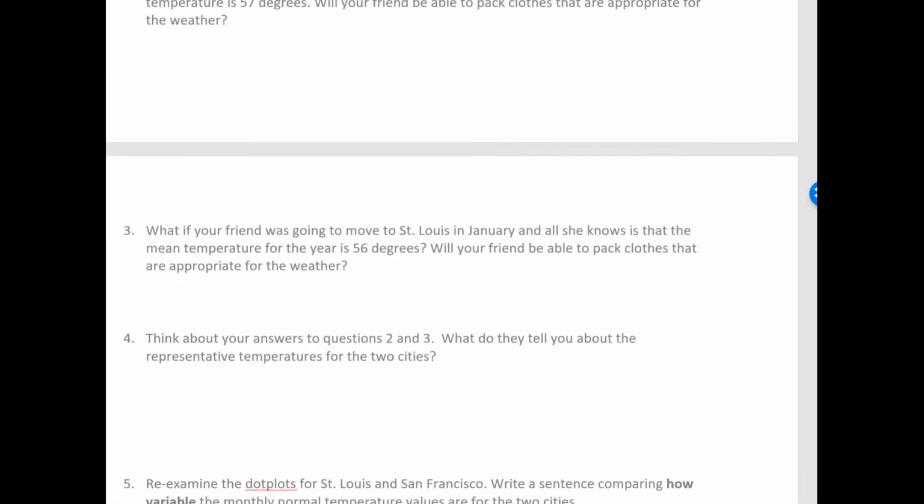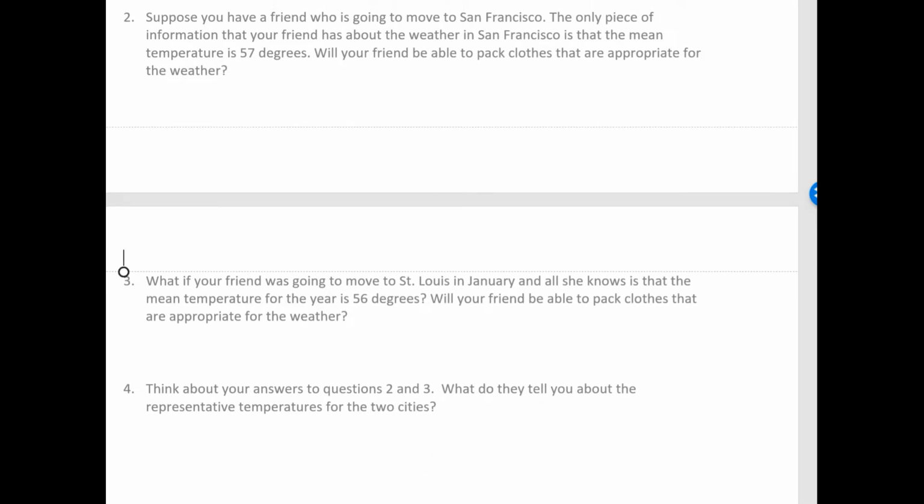And then think about your answers to questions 2 and 3, right? So think about the friend moving to San Francisco, the friend moving to St. Louis. And I want you to think, what do they tell you about the representative temperatures for those two cities? So basically, what do they tell you about how well those average temperatures of 56 and 57 fit the temperatures for that city for the year? How good are they at representing the temperatures?